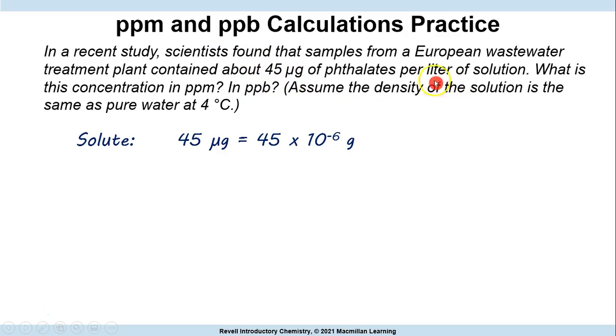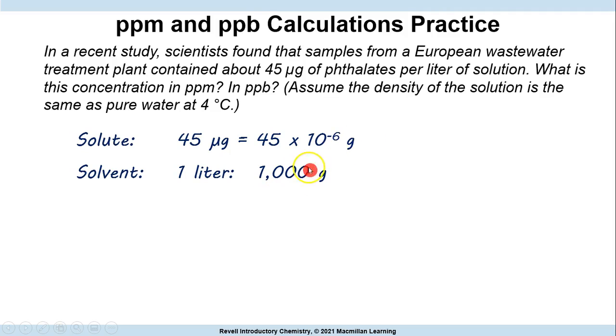Now we want to calculate the solvent. The solvent here is per liter. So the solvent is 1 liter, which is equal to 1,000 grams. That is why we said we are assuming the density of the solution is the same as the pure water. So we said earlier that 1 liter is equivalent to 1 kilogram. So here, the 1 liter is equivalent to 1 kilogram, which is 1,000 grams. So we have to have the unit of grams.